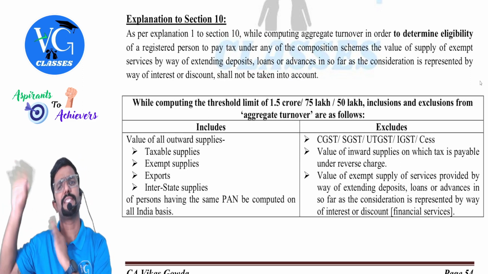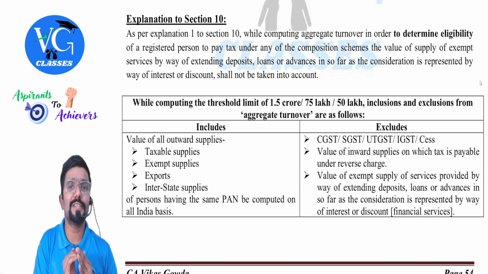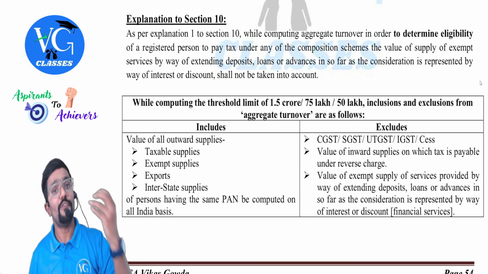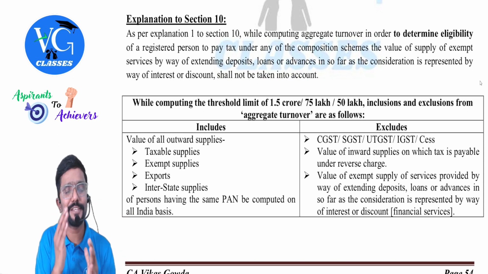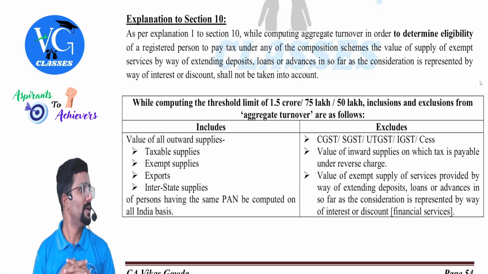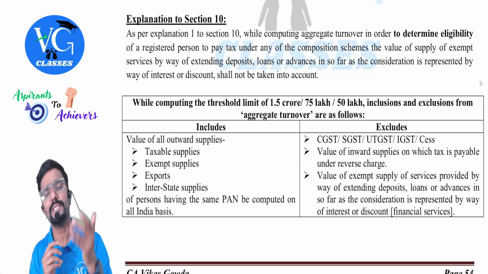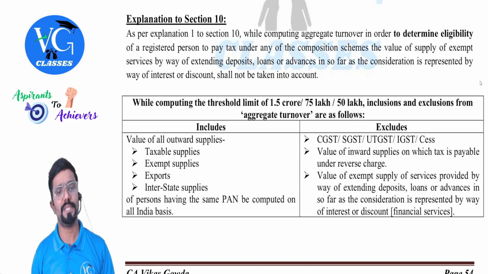I had also given one example for it, which you already made a note of. This is not only for section 10, it is for the entire Act, guys. Now, for section 10 purpose, they have given two explanations telling us to exclude some special items. Please exclude means aggregate turnover should not include something. What that something is, is given in the explanation. So we will see.